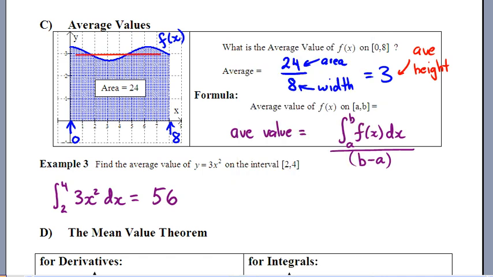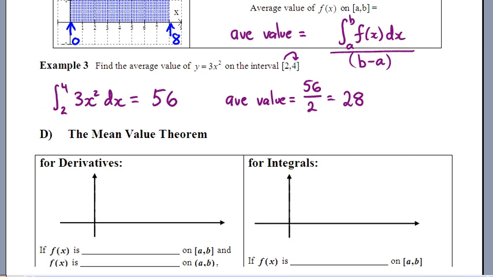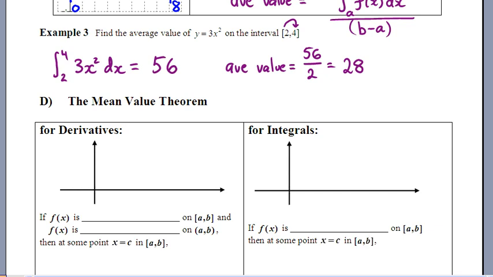If somebody's asking me, well, what's the average value for that graph? On average, how tall is it? I would take 56 and divide by the width that happens from 2 all the way to 4. Well, that's a width of 2. And so the average value of that graph is 28. That brings us right into the second half, the second flavor of the mean value theorem.